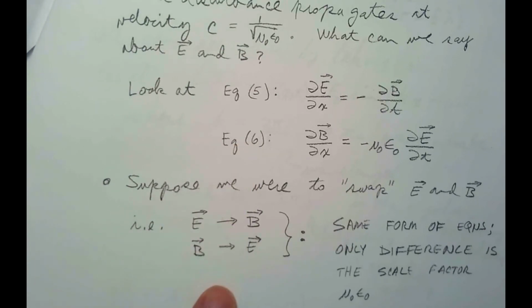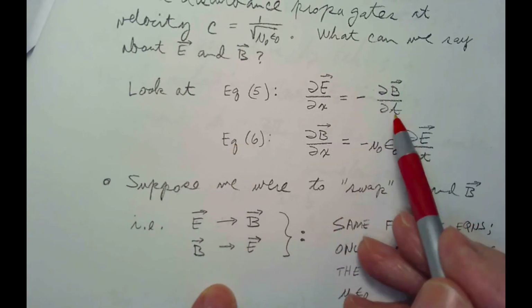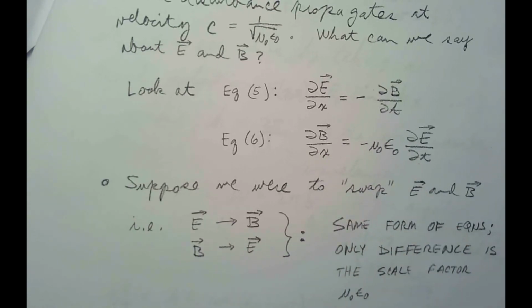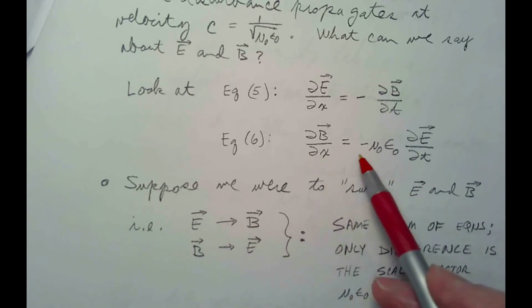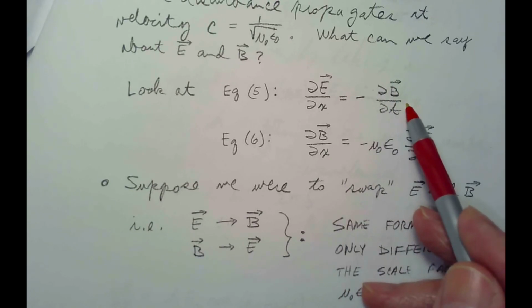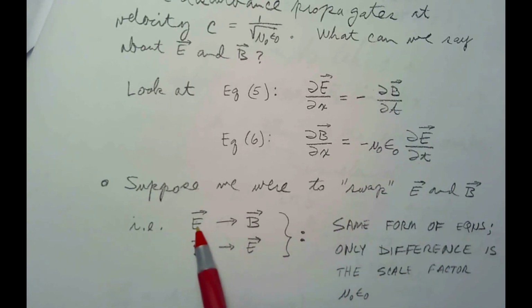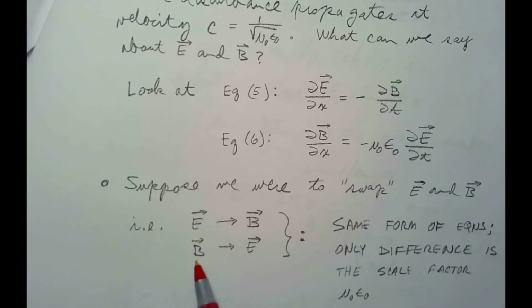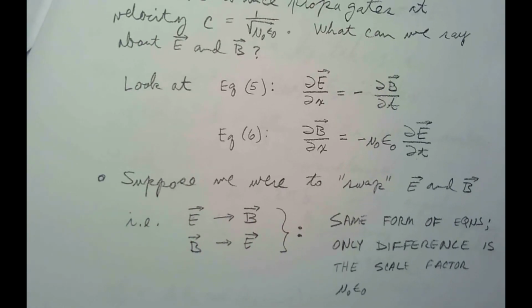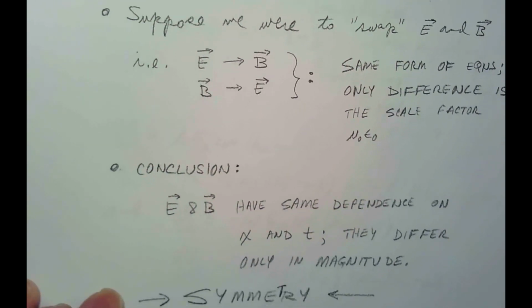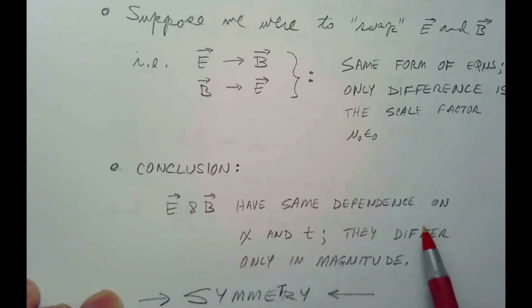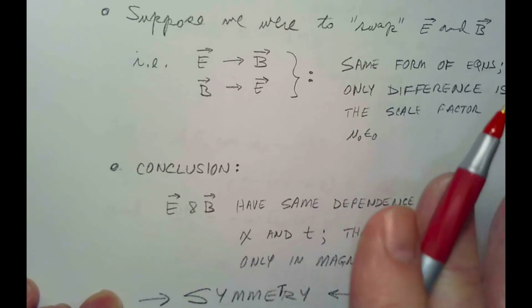What can we say about these two things? Here are the intermediate equations that we got along the way. So if you look at these equations, if I swapped E and B, let E get replaced by B and B by E, I get the same form of the equations. What that tells you is that E and B have the same dependence on X and T, they just differ in magnitude. So here's this amazing thing, huh?